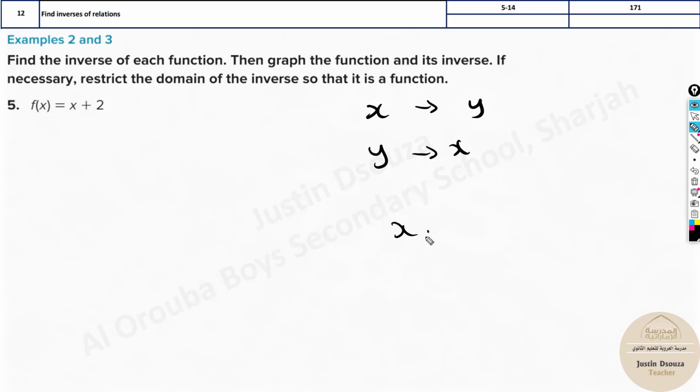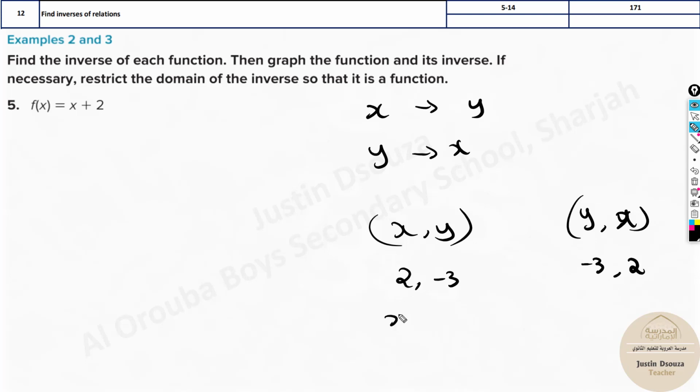Similarly, if you have, say, an xy coordinate pair, the inverse function will be yx. Now say you have 2 and minus 3. It becomes minus 3 and 2. But the coordinate pair over here is x1, y1, x2, y2. But this is inverse. You just flip it out. X becomes y, y becomes x. You can see over here, this is about inverse.